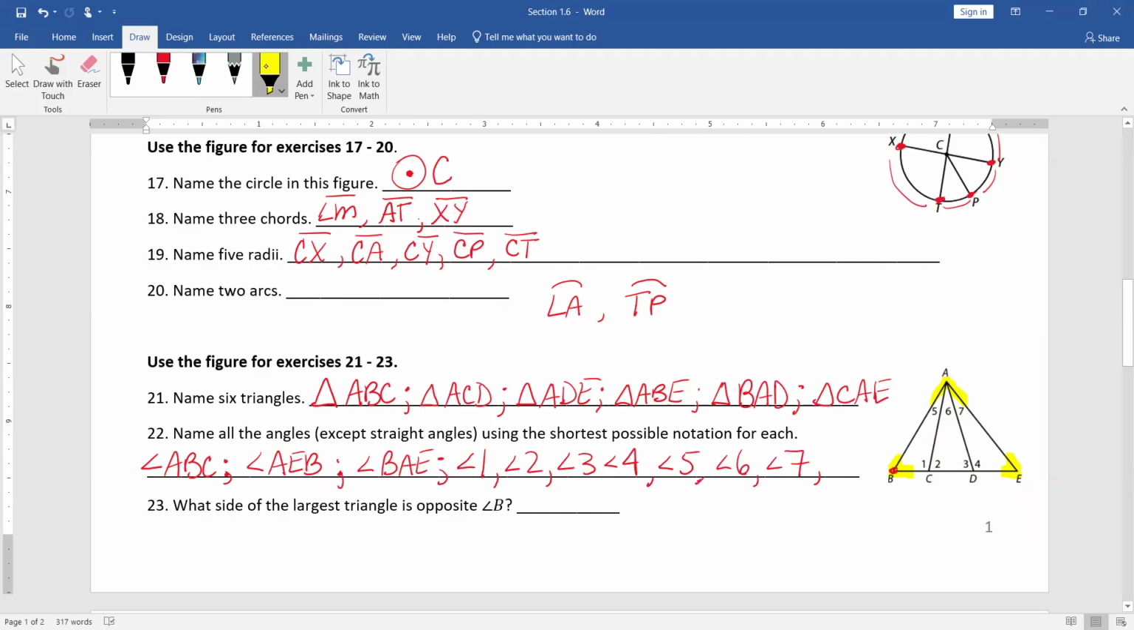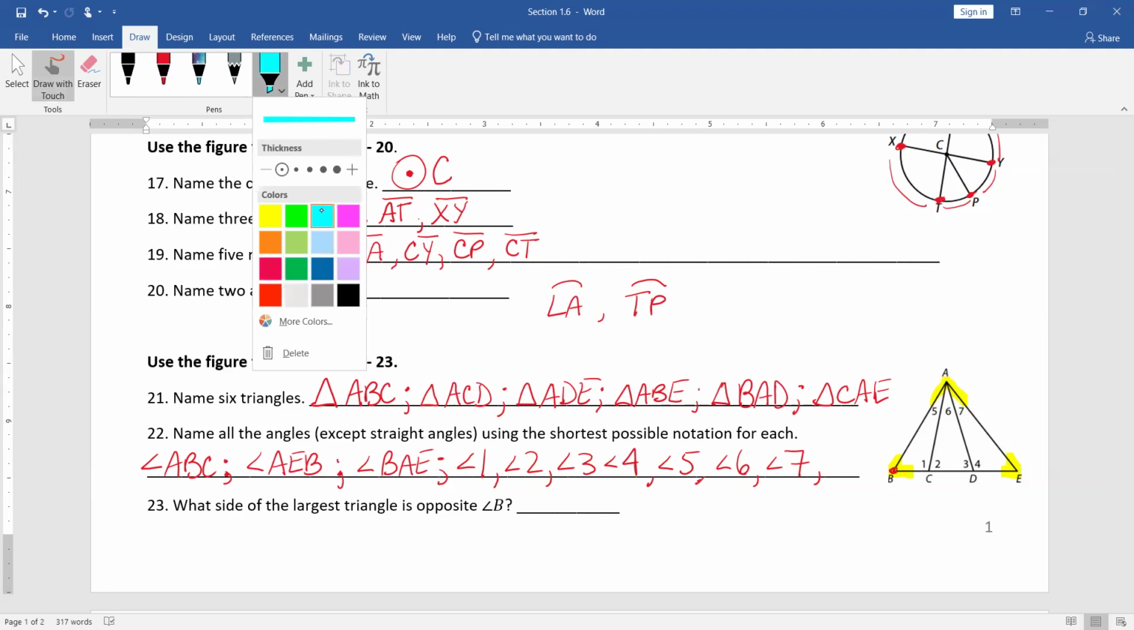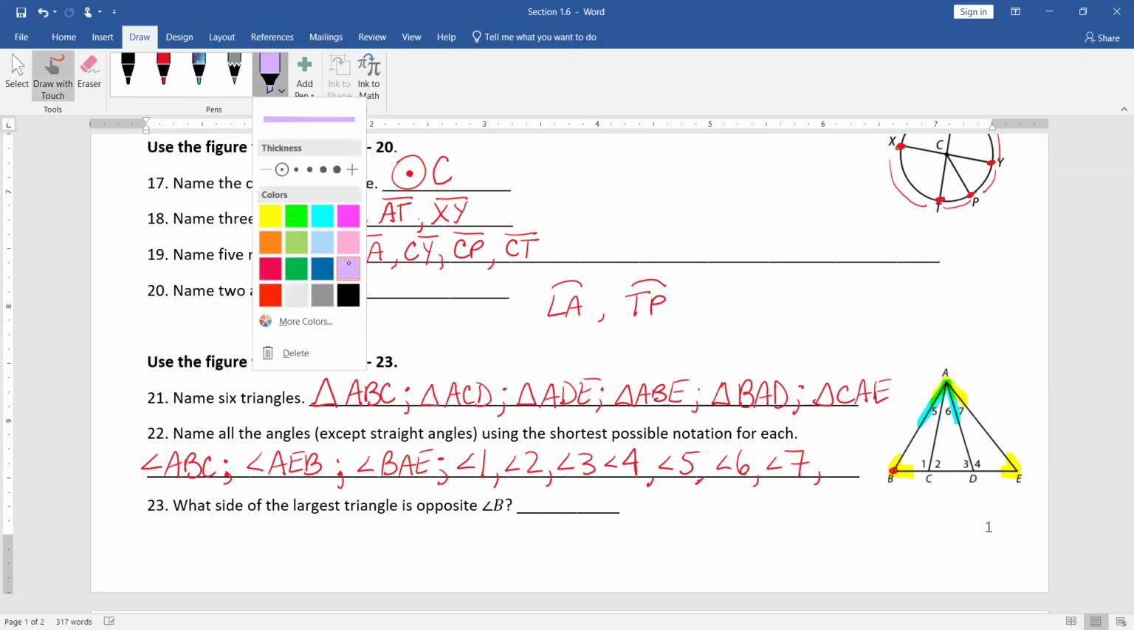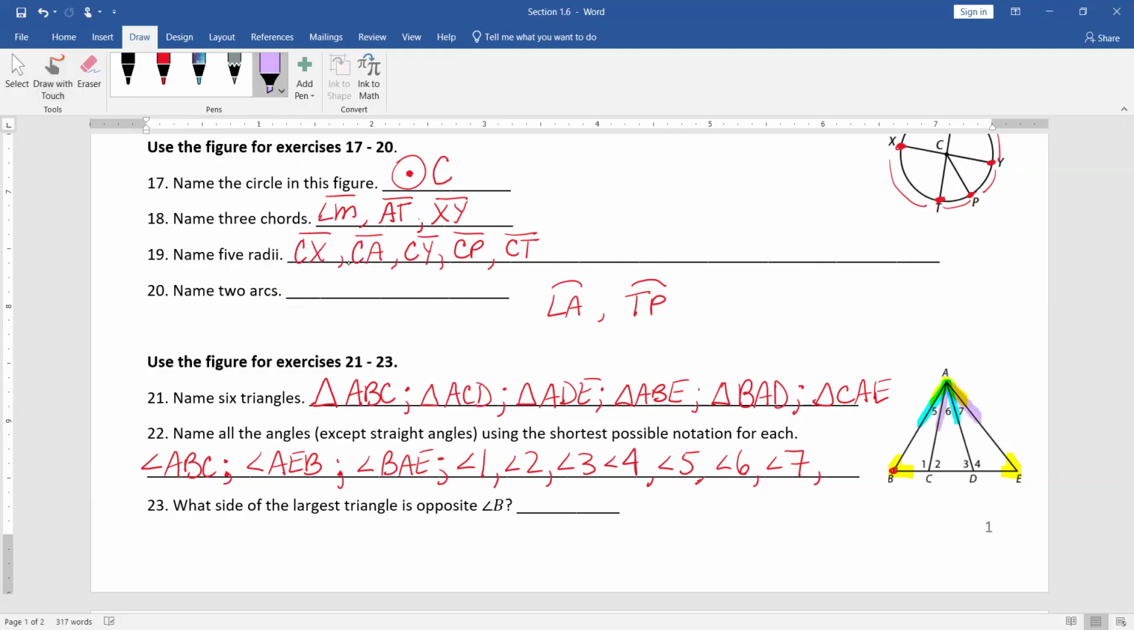The only one I'm missing, let me change colors here. We also have this angle, this angle. Let me make that a different color. We'll do this ugly purple thing. That one. 1, 2. I got the little ones. I think that's probably it. That's all the angles I see.